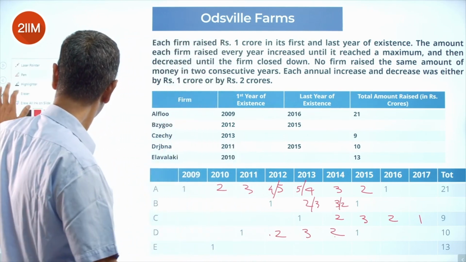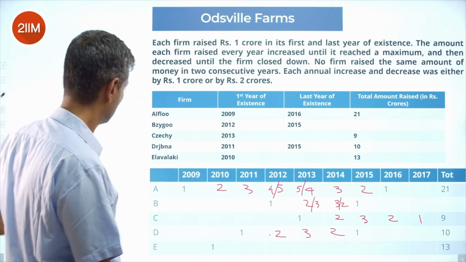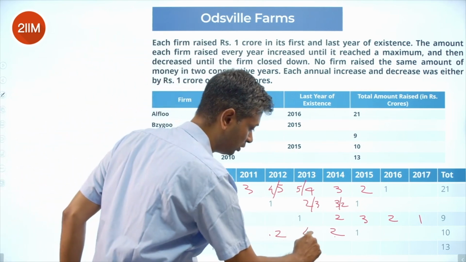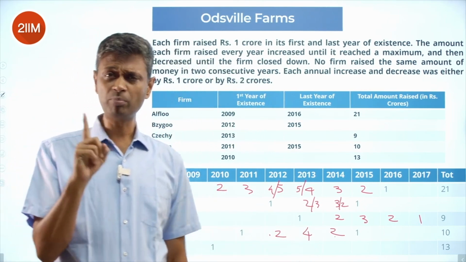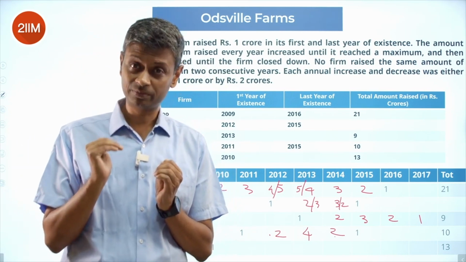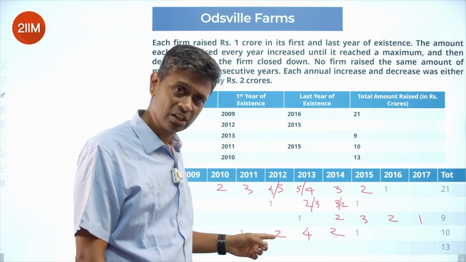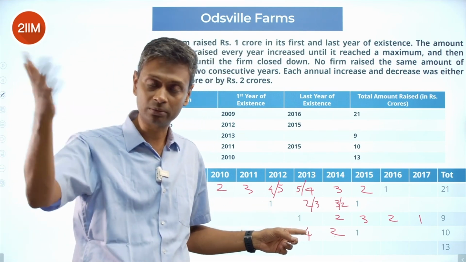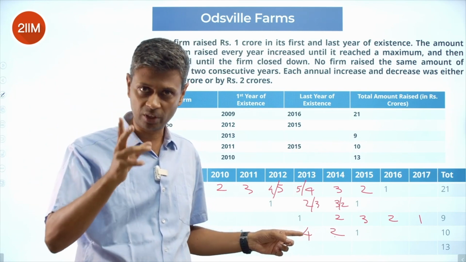So, that's the only possibility for 10. The minimum possible is 9, 1, 2, 3, 2, 1. For 10, we have to go 1 higher. If I change this by 1, this should also change by 1, because I'm further increasing. I cannot have 1, 3, 3, 2, 1. That's not possible. No 2 consecutive years are the same.